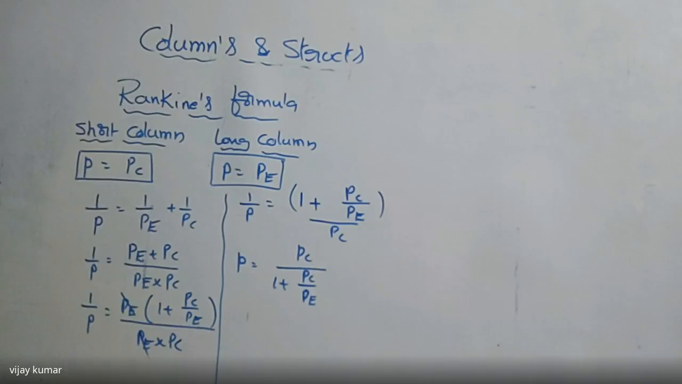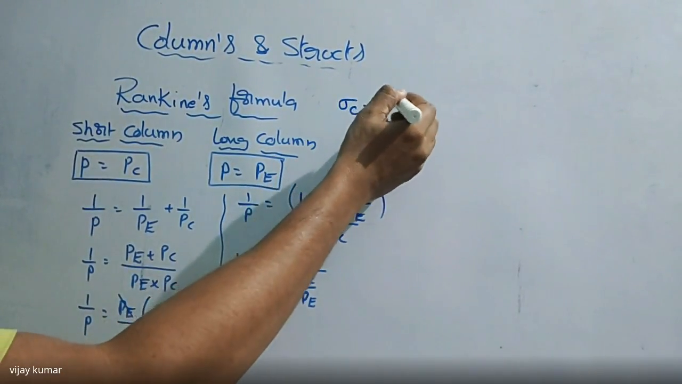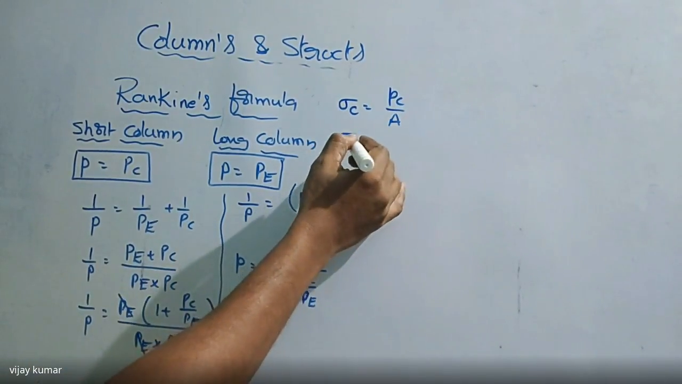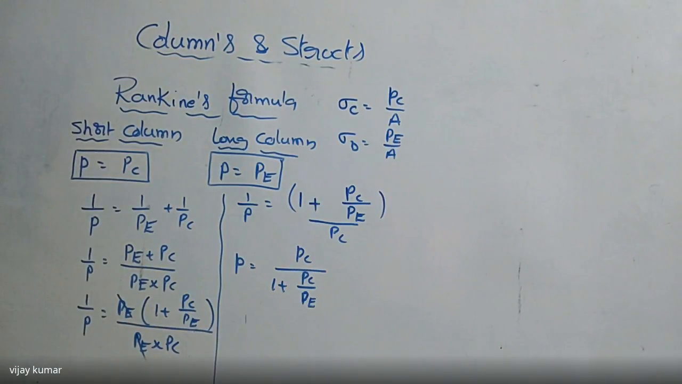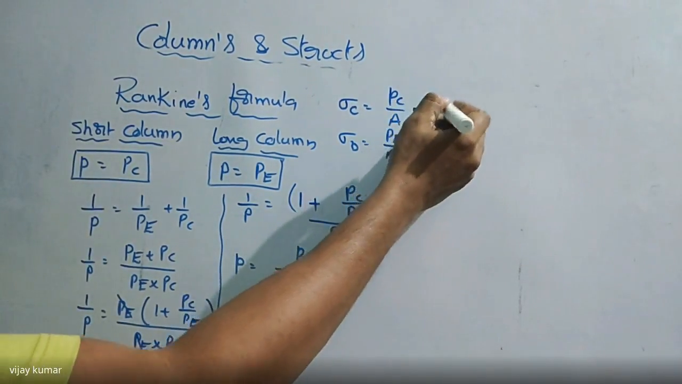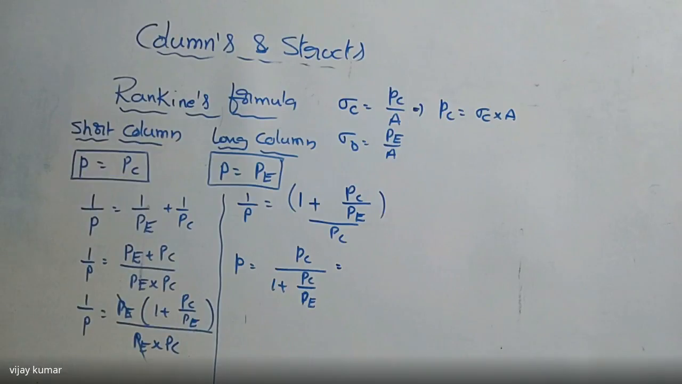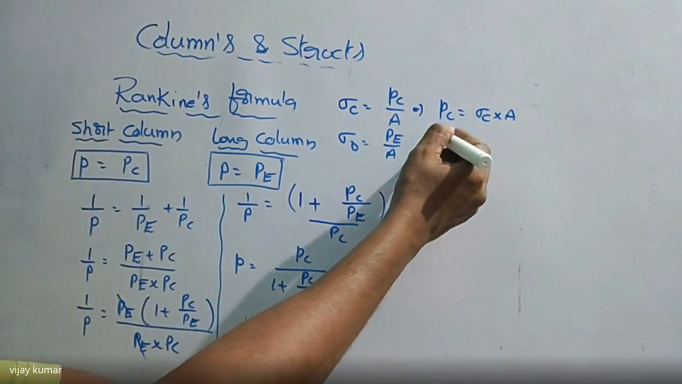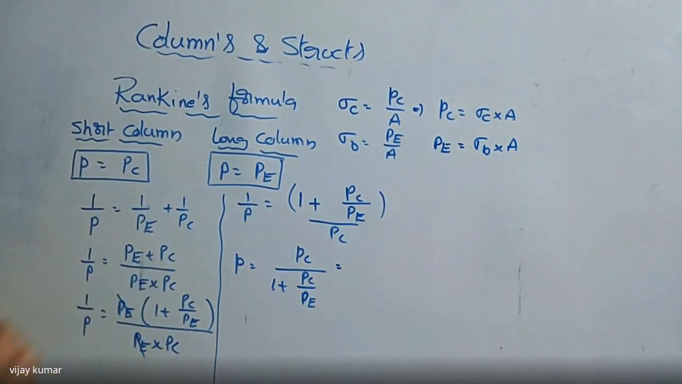Did you get my point? So what is the PC value? PC is nothing but the crushing load. So crushing stress is equal to crushing load by area. At the same time, bending stress is equal to bending load by area. So crushing load, that implies PC is equal to sigma C into area, that is the cross-sectional area of the column. Did you get my point or not? Sigma B is also equal to bending load by area.